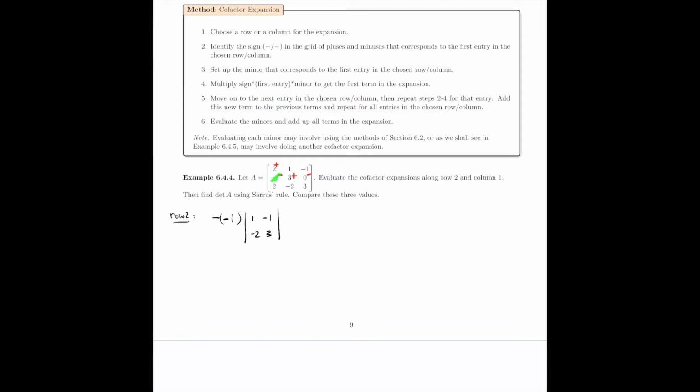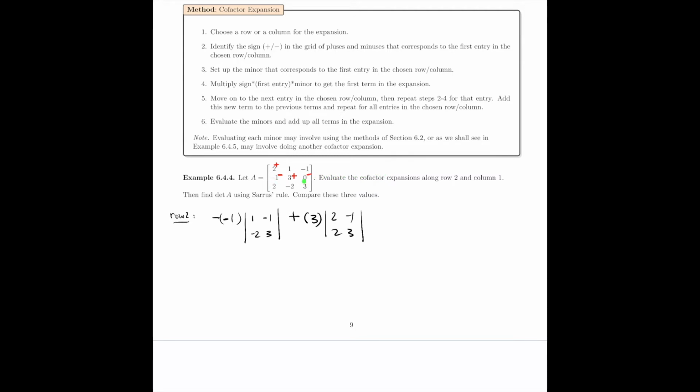Move on to the next entry in the chosen row and then repeat. So we've done this entry, we're moving on to this entry. And so what we do is we set up the minor for this entry. That minor means we delete the row and column that it is in. So we've got 2, minus 1, 2, 3. And then we do the same thing. We take the sign of our entry. Well, our sign here is now positive. So we're going to do positive and multiply by the entry, so 3. And now you see we're building up a sum. And so that says add this new term to the previous term and repeat for all the entries. Well, we've only got one more, but if we had more, we'd continue all the way across.